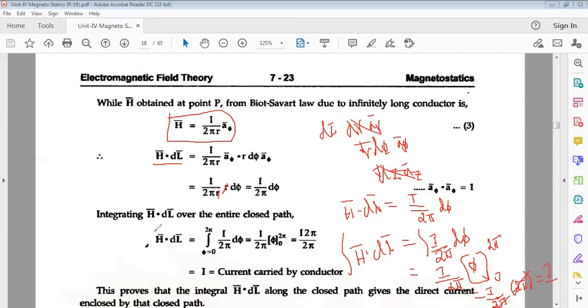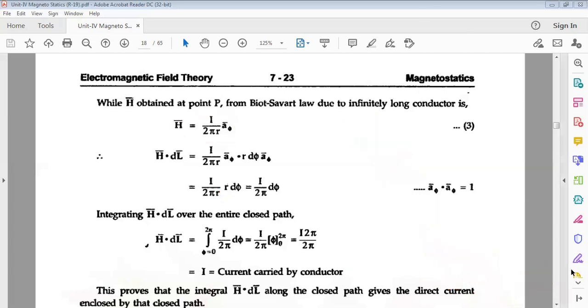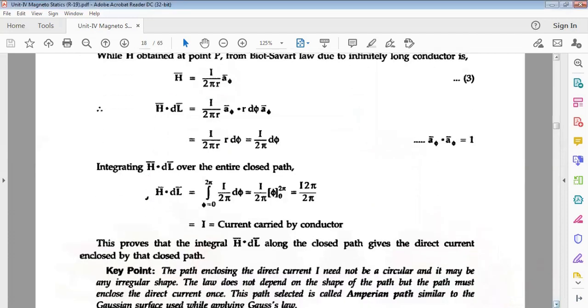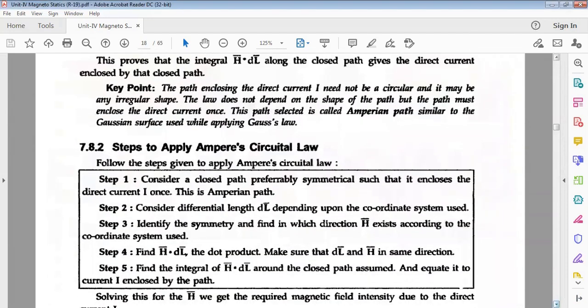So the integral of H bar dot dl bar is equal to I, the current carried by the conductor. This proves that the integral of H bar dot dl bar along the closed path gives the direct current enclosed by that closed path. So the integral of H bar dot dl bar is equal to I. This is Ampere's circuital law.